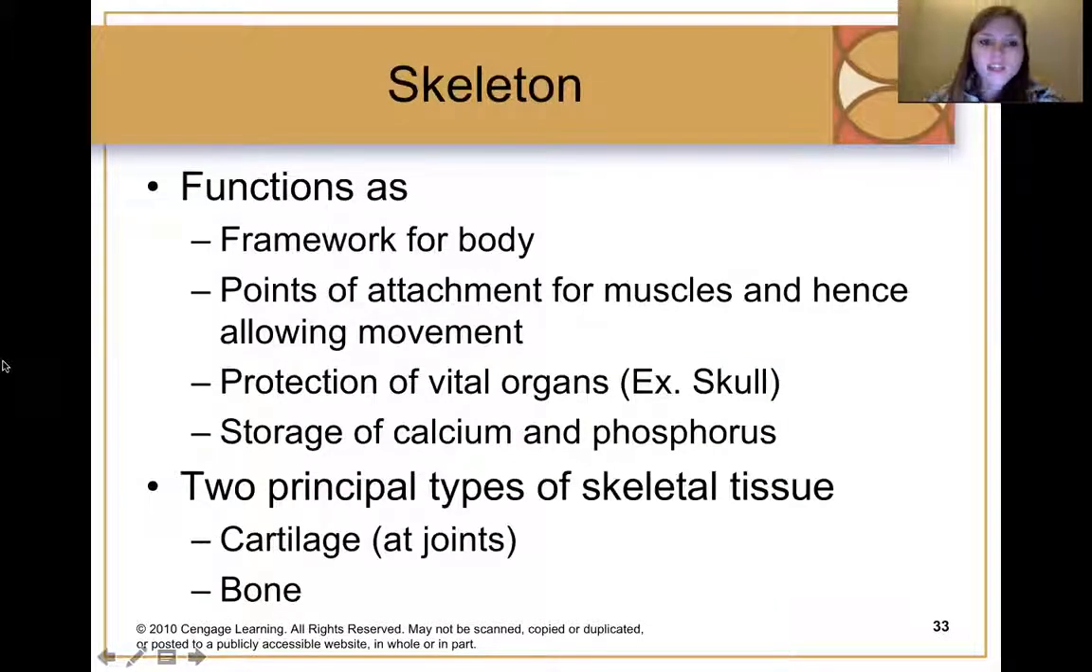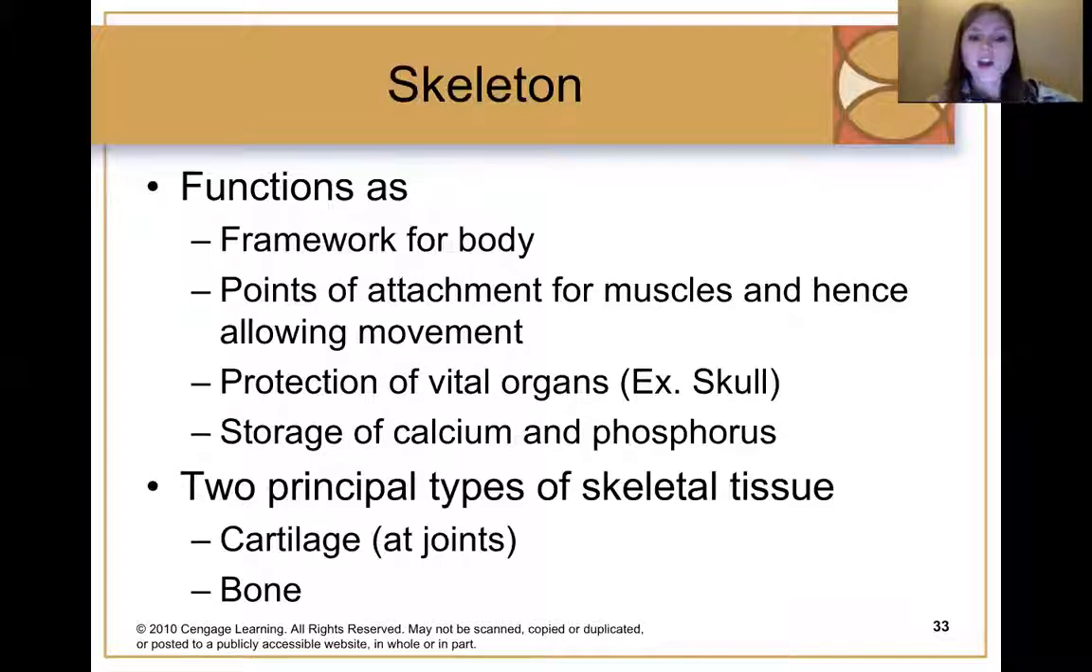So the skeleton is really important because it functions as the framework for the body, the points of attachment for muscles, and therefore it allows for movement, because if your muscles weren't attached in your body, you wouldn't be able to move your joints. It also helps protect vital organs. A good example of that would be the skull. And then also maybe your ribs and things like that, just keeps everything protected. The skull is really the main one that I think of, or maybe your sternum.